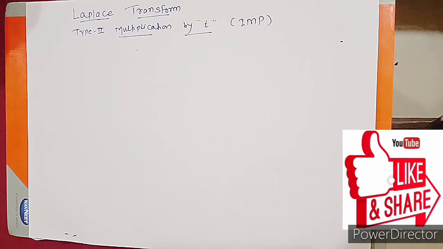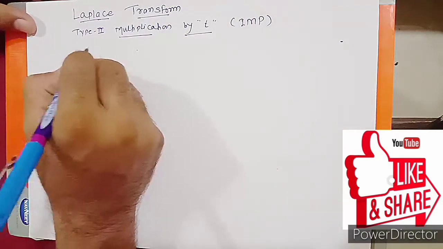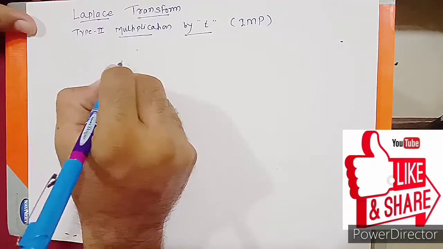Now we immediately start with our next topic, that is type number 2, multiplication by t. First, we start with the definition of multiplication by t.